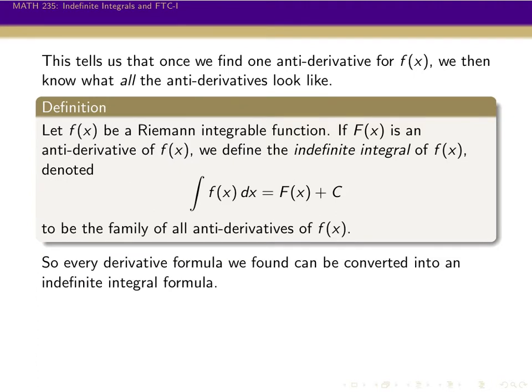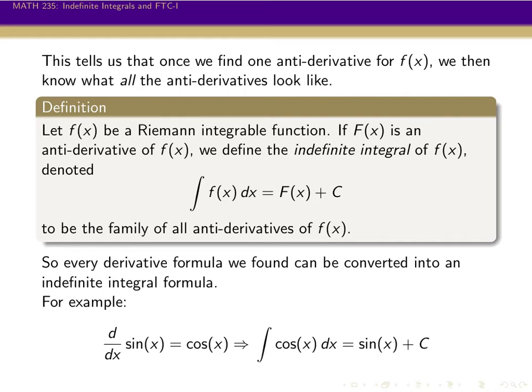Okay. This allows us now to take any derivative formula that we did earlier in the course and convert it into an indefinite integral formula. For example, one of these formulas is that if you take the derivative of sine, you end up with cosine. How could we rearrange this into an indefinite integral formula? Cosine is the derivative of sine, and that means sine is the antiderivative of cosine. So if we take the indefinite integral of cosine x dx, an antiderivative of it is sine. So the indefinite integral of cosine is sine of x plus c. And this plus c is to reflect that we're talking about all the antiderivatives of cosine of x.